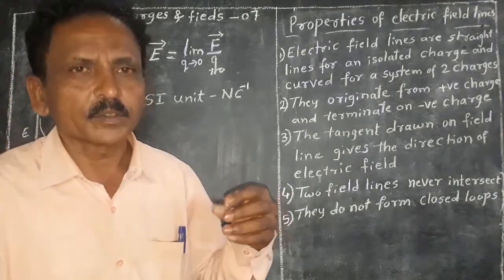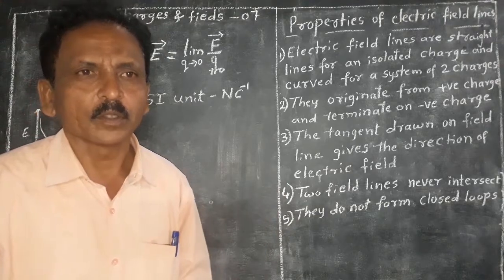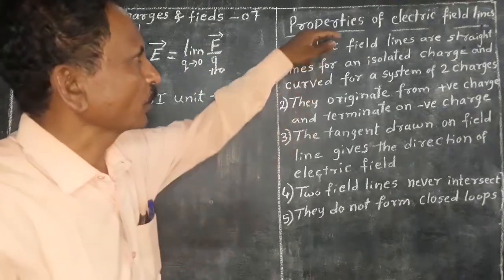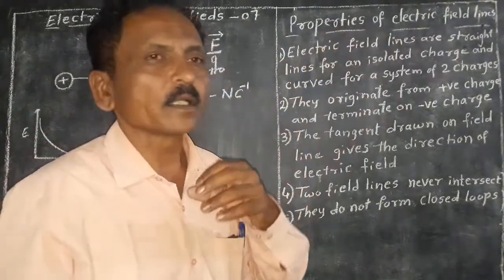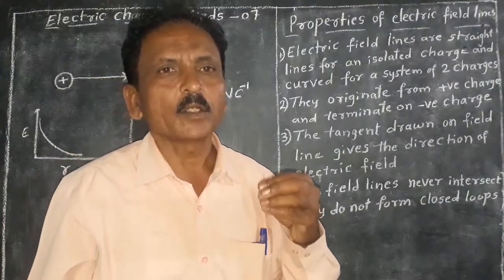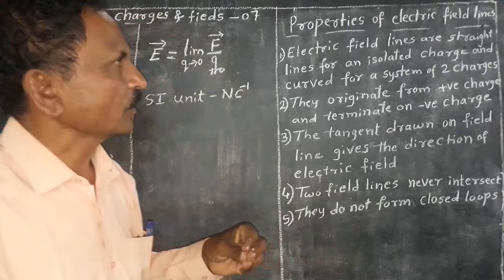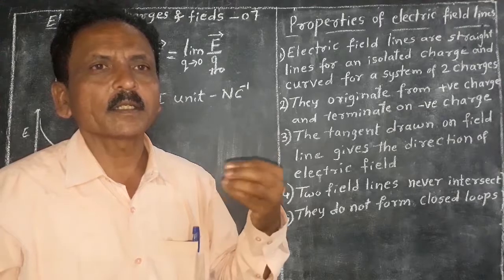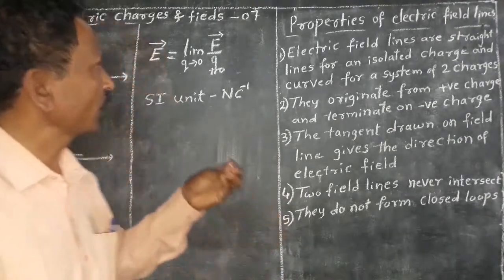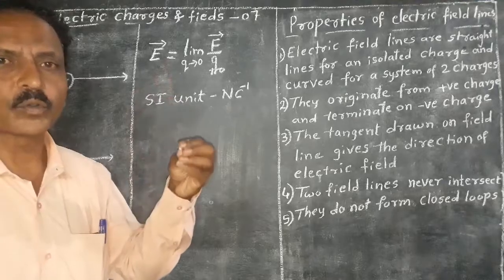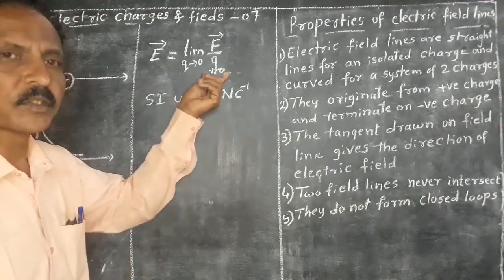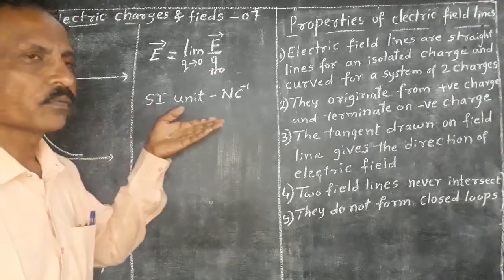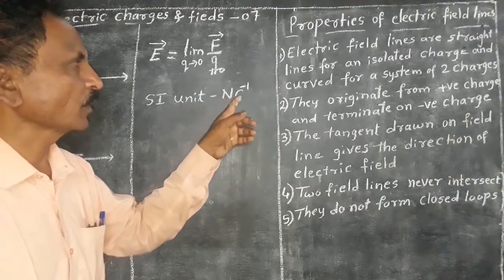Next class we shall discuss Gauss law. In this session, for 2 or 3 marks, a very important question: state any 2 or 3 properties of electric field lines. For 1 mark: what is electric intensity? Electric intensity is the amount of force experienced per unit test charge at that point. What is the SI unit of electric intensity? That is Newton per Coulomb.